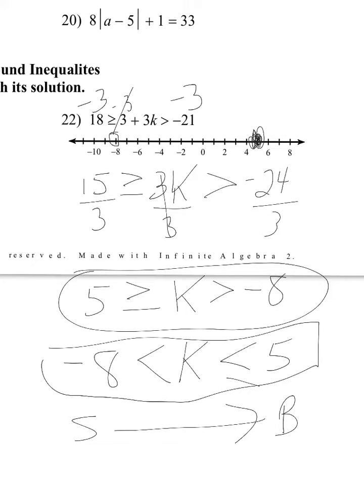And then with these inequalities, it's in between. That's what these mean. It's AND, so it's in between. It's just connected. You don't have arrows like on the OR statement.